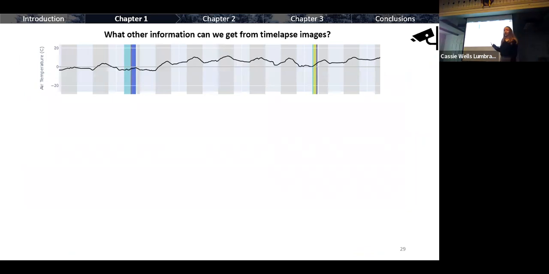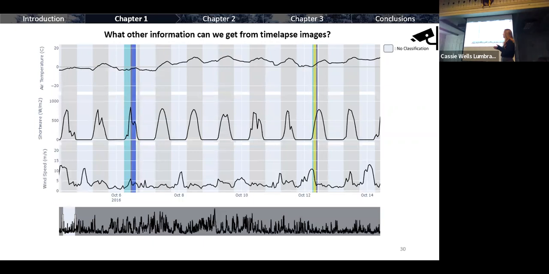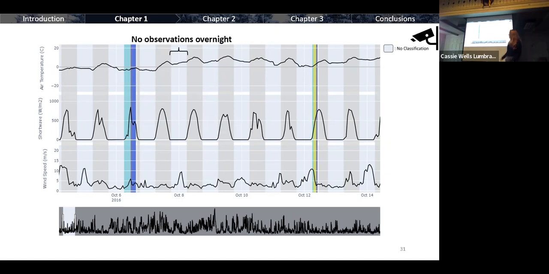So I started asking what other information can I get from time-lapse images. And I'm going to walk you through this. This is air temperature over time, and I am kind of filling in the space of the observations here. So I'll walk you through what those are. If we were to expand this into other meteorological variables, such as shortwave and wind speed, we can start with a classification here, which is no observations, so it's overnight. Obviously, we're limited to daytime. So this is an example of no observations.